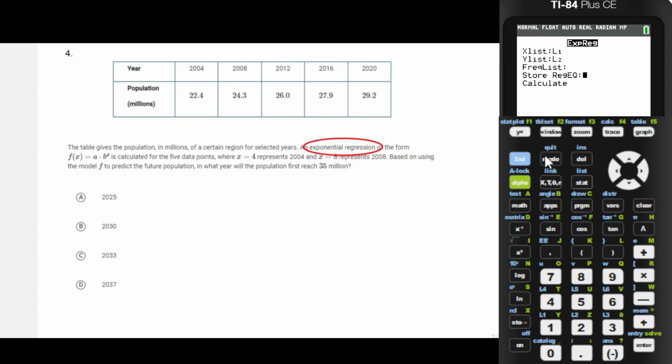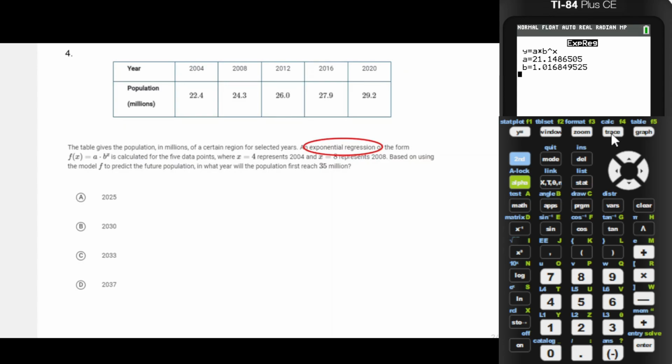Let's see, we're going to predict when the population reaches 35 million. I think I probably lost my work. There we go. Call for y1, calculate, all right, there we go.